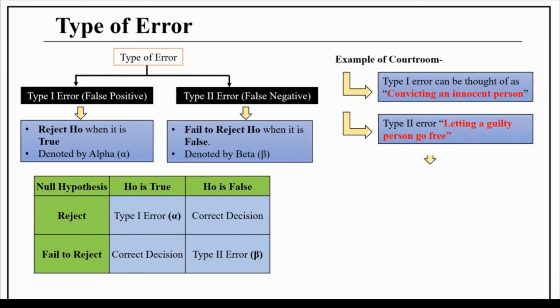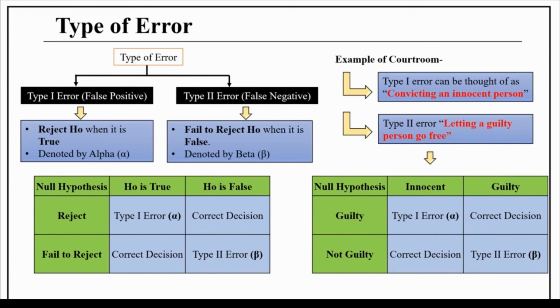So, this can be expressed in the form of table. So, in second column, when person is innocent and declared guilty, that means it is type 1 error. Now, when person is innocent and declared not guilty, that means it is a correct decision. Similarly, in third column, when person is guilty and declared guilty, it is a correct decision. When person is guilty and declared not guilty, then it's a type 2 error.